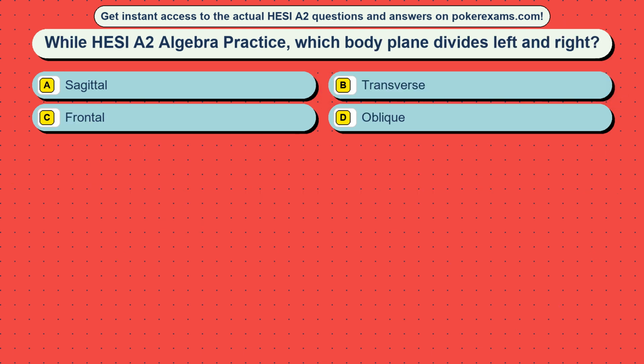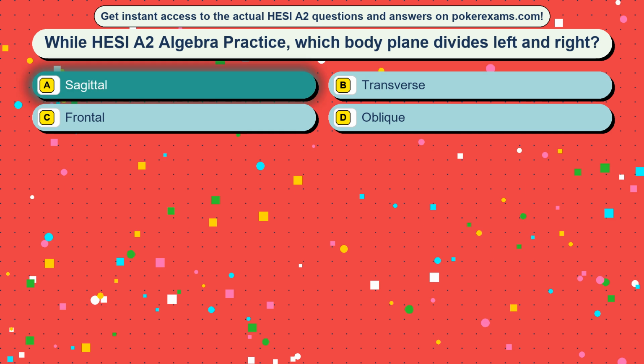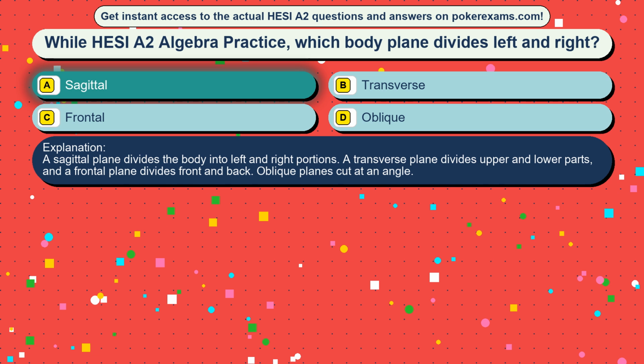Question 17. While HESI A2 algebra practice, which body plane divides left and right? Option A sagittal. Option B transverse. Option C frontal. Option D oblique. The correct answer is option A, sagittal. A sagittal plane divides the body into left and right portions. A transverse plane divides upper and lower parts, and a frontal plane divides front and back. Oblique planes cut at an angle.